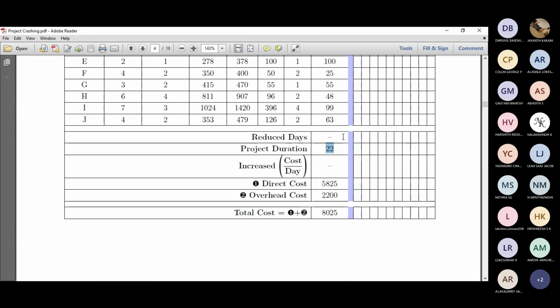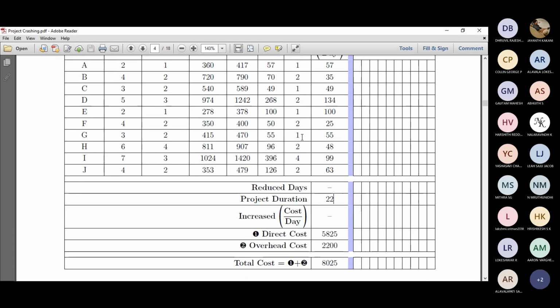We have reduced days, which is nothing at the initial stage. And the project duration, the critical path duration, is 22. Increased cost per time, which is the cost slope, is not there in the initial stage. And direct cost, we know, is 5825, and overhead cost is 2200, and then total cost is 8025, right? So this is a typical example. What we will be finding out is we'll be reducing a day in the critical path, and let's see what its implications are. And finally, we'll find out the optimum time and least cost, something like that.